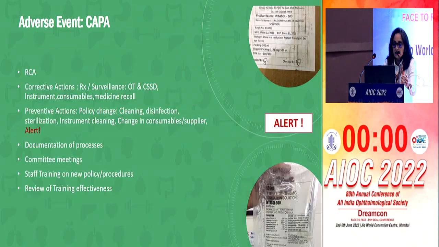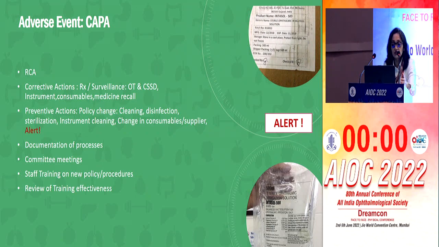Okay. So when an adverse event happens, after doing root cause analysis, we have to take corrective actions and then preventive actions. So what are the corrective actions? We treat the patients, we do OT surveillance, CSSD surveillance, and again instrument, consumables, and medicine recall. And preventive actions are to prevent infection from happening again in future.